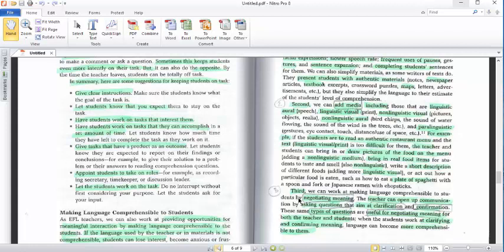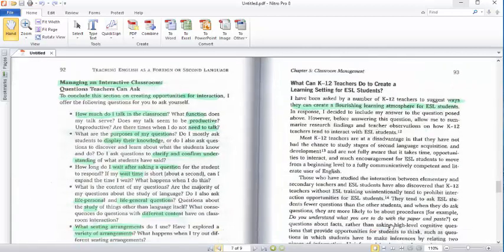The third way to help students comprehend the lesson is negotiating meaning. The teacher can open up communication by asking questions that aim at clarification and confirmation. If you remember, we have confirmation questions and clarification questions. The same types of questions are useful for negotiating meaning for both the teacher and students. When students work at clarification and confirmation of meaning, language can become more comprehensible to them.